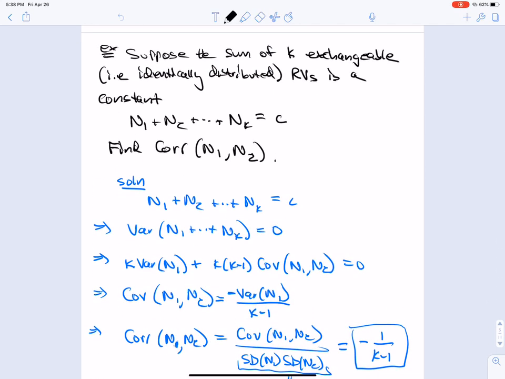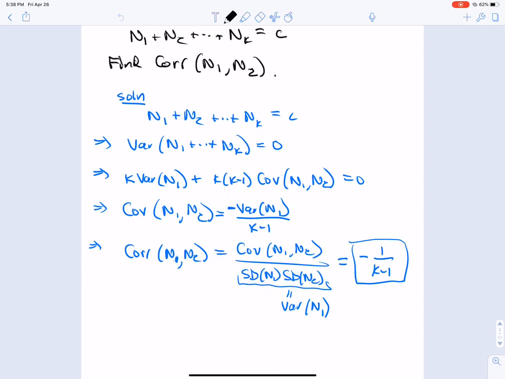So here's another problem. Suppose that the sum of k exchangeable random variables is a constant. Find the correlation of N1 and N2. So we take the variance of both sides. The variance of N1 through Nk, since the N's are identically distributed, is just k times the variance of N1 plus k times (k minus 1) times the covariance of N1 and N2, and that is equal to 0, because the variance of a constant is 0. And so the covariance of N1 and N2 is minus the variance of N1 over k minus 1.